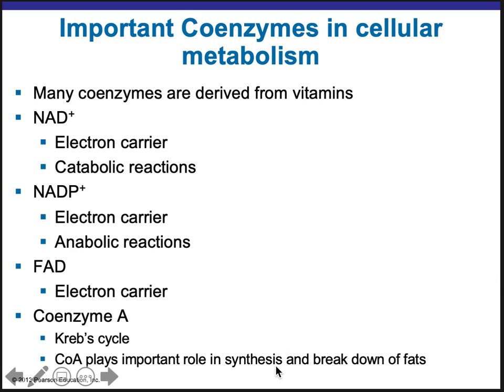CoA plays an important role in synthesis and breakdown of fats, but it also plays a key role in being able to utilize the Krebs cycle in carbohydrate catabolism as well, as you'll see. FAD, you might be familiar with. It's a derivative of one of the B vitamins, riboflavin, right? NAD plus and NADP are derivatives of the B vitamin niacin.